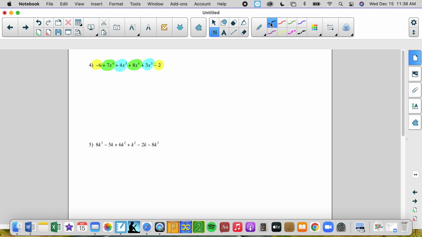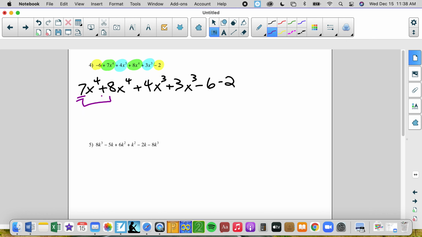So I'm going to go alphabetical order, and we notice that all these have x's, so I'm going to write the x with the biggest exponent first. So 7x to the fourth plus 8x to the fourth. Now I'm going to write x to the thirds, so 4x to the third, 3x to the third, negative 6, negative 2. So I'm going to combine the coefficients.